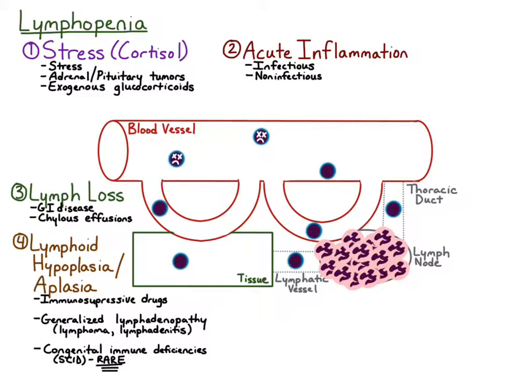Okay, so that's it for lymphopenia. The 4 causes are stress, acute inflammation, lymph loss, and lymphoid hypoplasia or aplasia. Of those, stress is the most common because any sick animal that you see is going to be stressed.